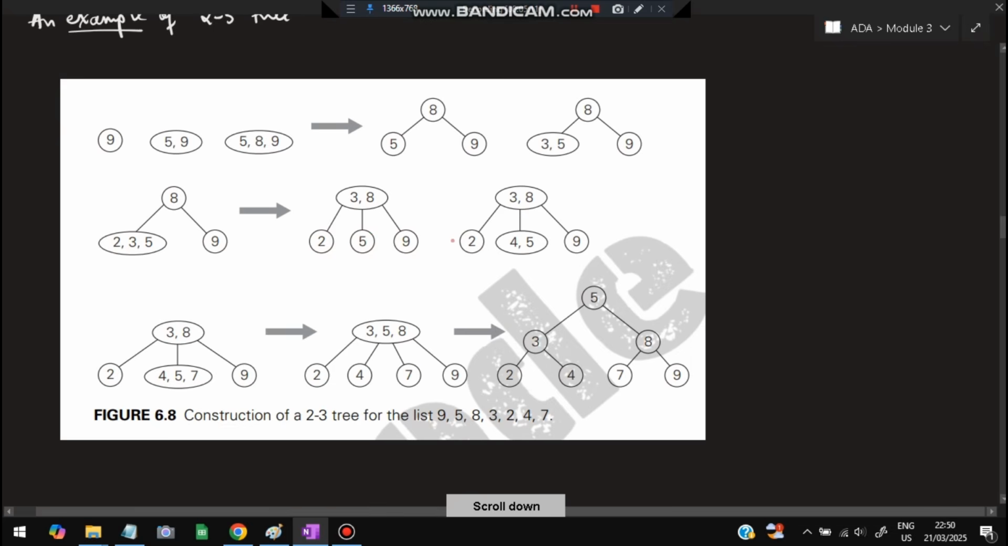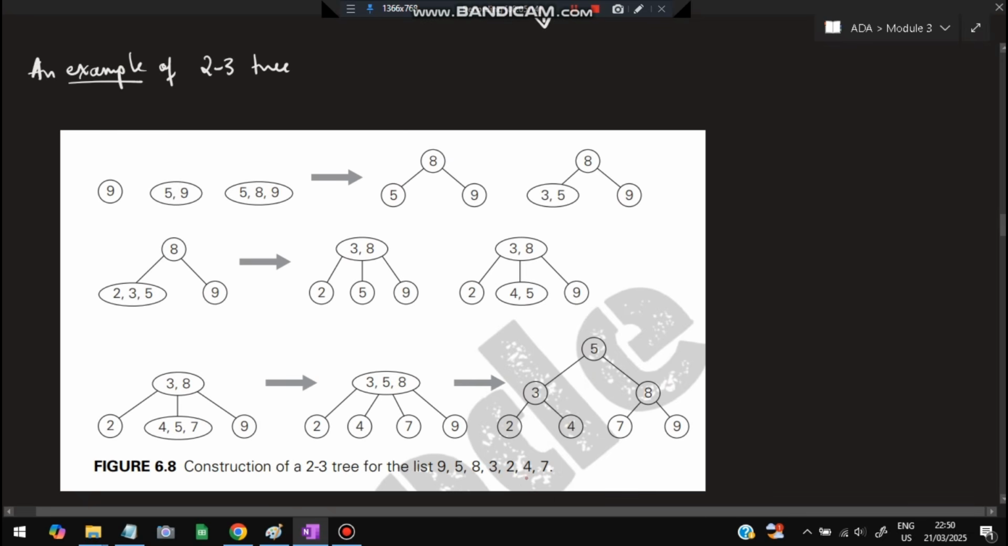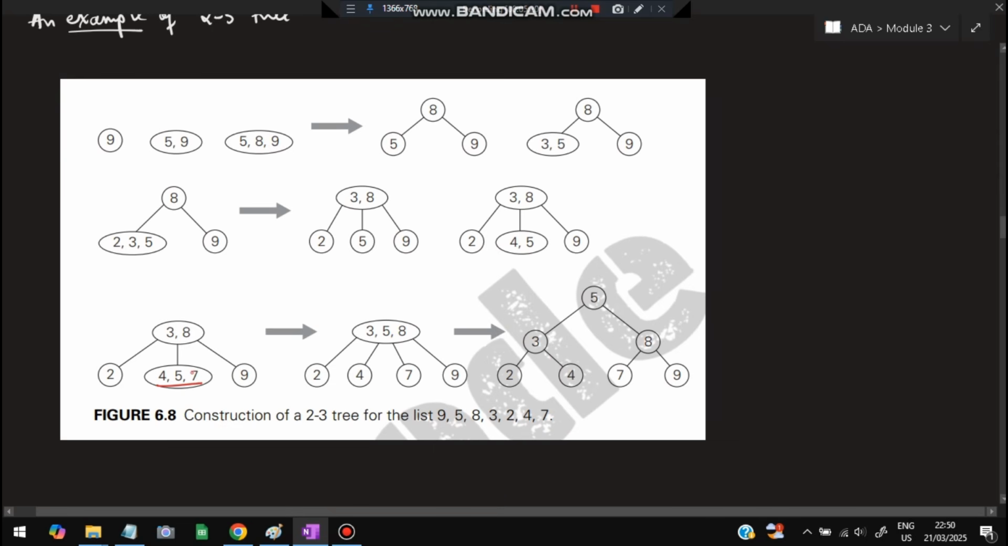Now again the same thing will happen. We will be getting the next element 4. When we will be inserting 4, it will become 4 5. That's fine. Then it will become 7. When it is becoming 7, we have 3 elements here. We have to convert this.